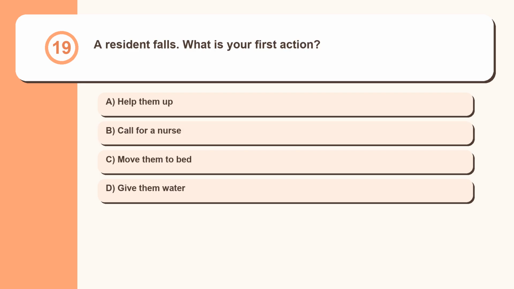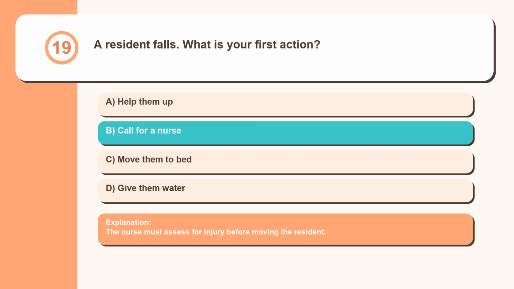Question 19. A resident falls. What is your first action? Help them up. Call for a nurse. Move them to bed. Give them water. The nurse must assess for injury before moving the resident.